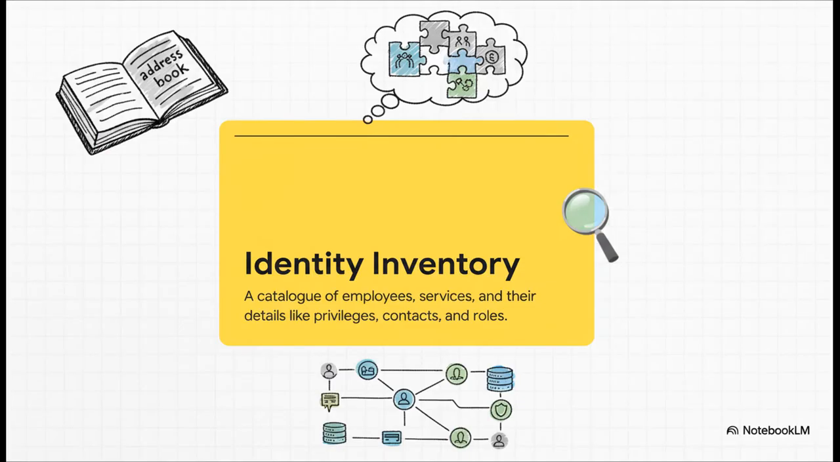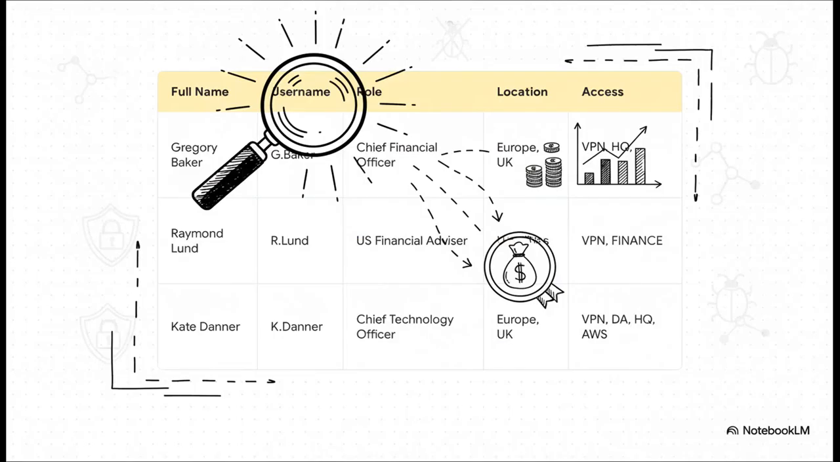Let's start with that identity inventory. Now, this is so much more than just an employee directory. It's really the analyst's address book for the entire organization, and it's key to understanding the who in any event. And check this out. A quick look at the inventory tells us that G. Baker is the chief financial officer. I mean, right there, that's a huge piece of context. An action that might have seemed random a second ago now starts to make a lot more sense.